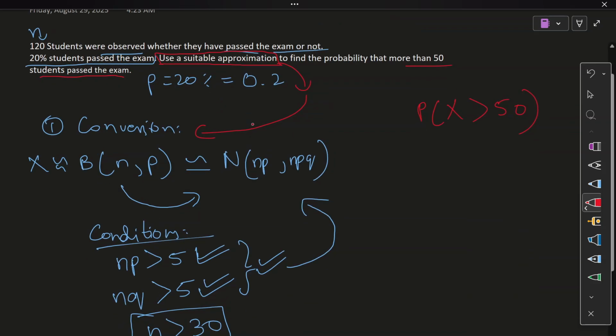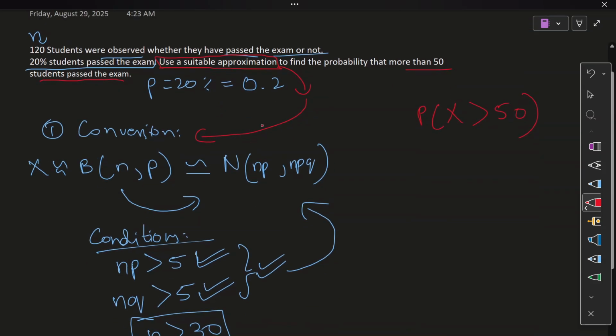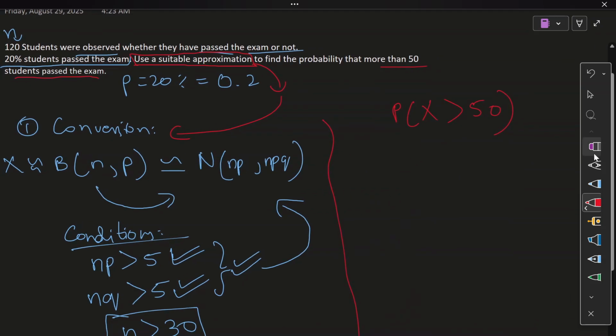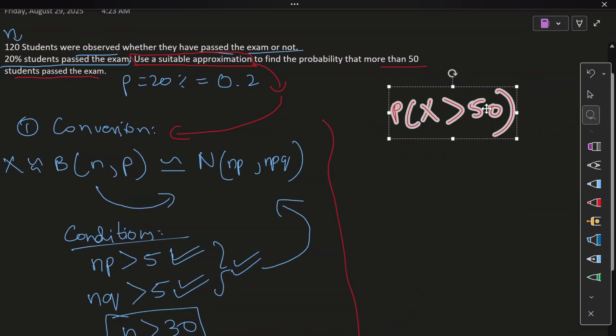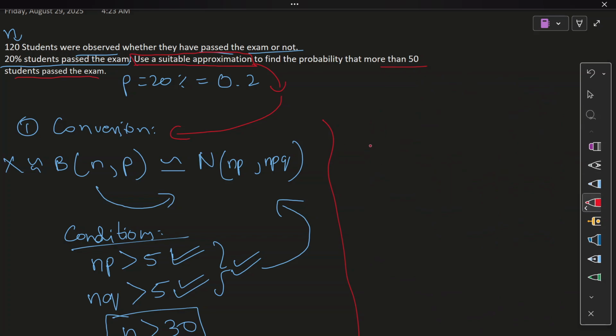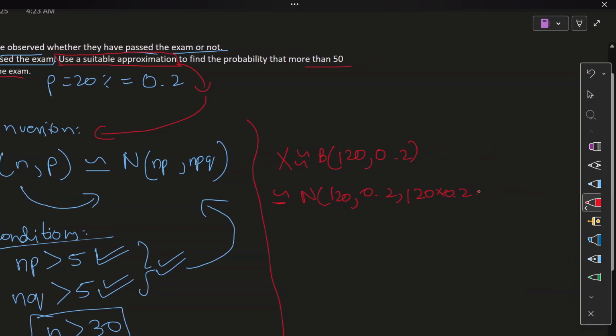Now we have analyzed the question. The first step was converting, so let's do the conversion side by side. So let's just remove this for a second. There you go. Now do the conversion. x had belonged to a binomial distribution with trials 120 and probability of 0.2, but now is being converted into a normal distribution with the mean 120 into 0.2. I'll calculate that later, not a problem. And the variance 120 into 0.2 into q, which is 1 minus 0.2, so 0.8, into 0.8. And that is your conversion.